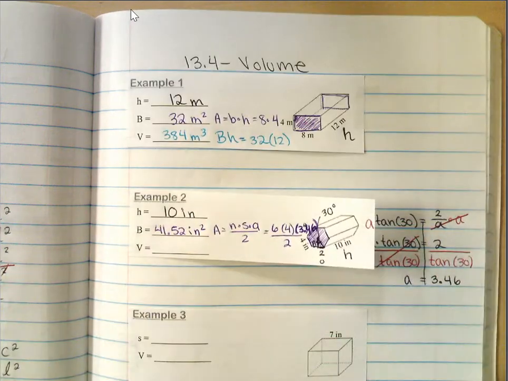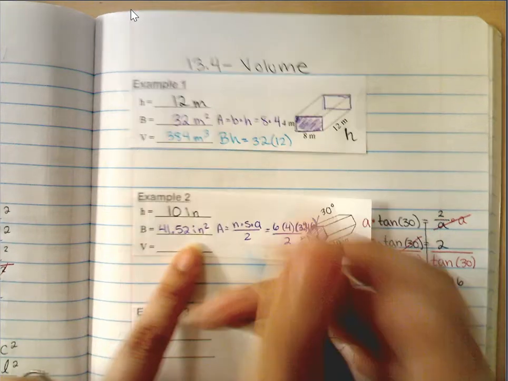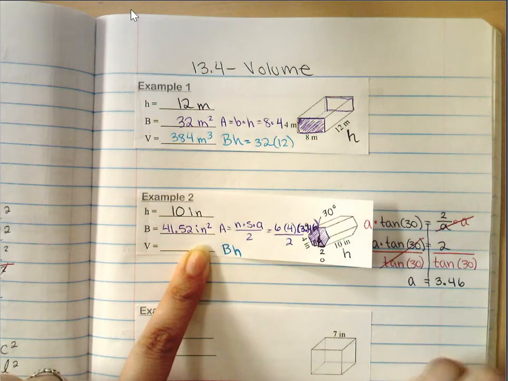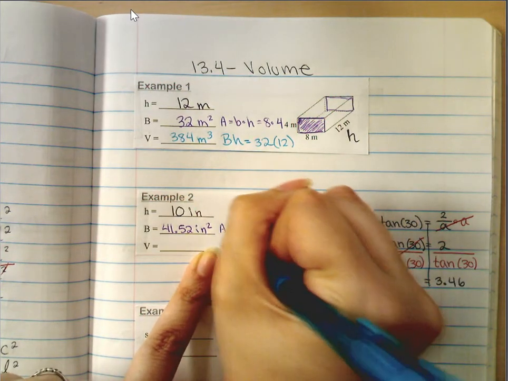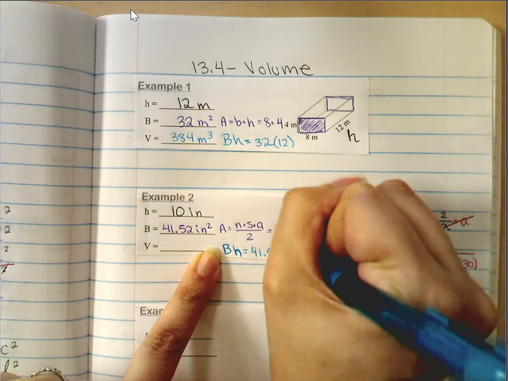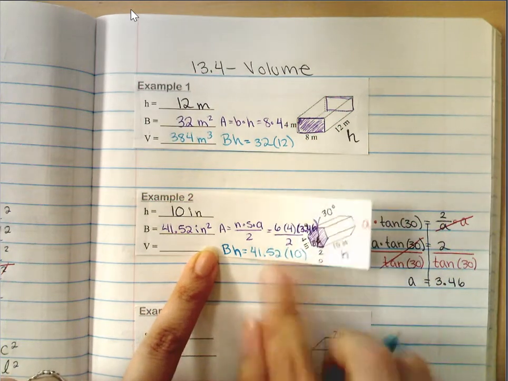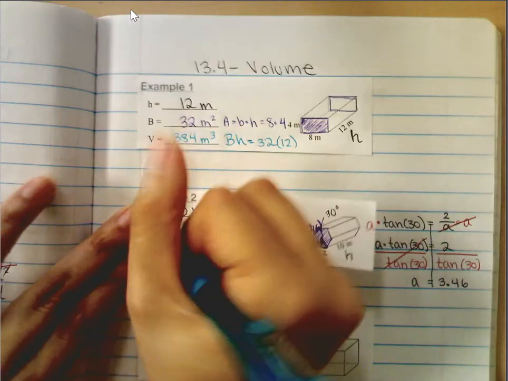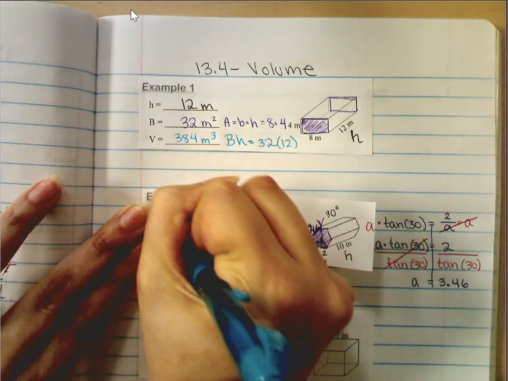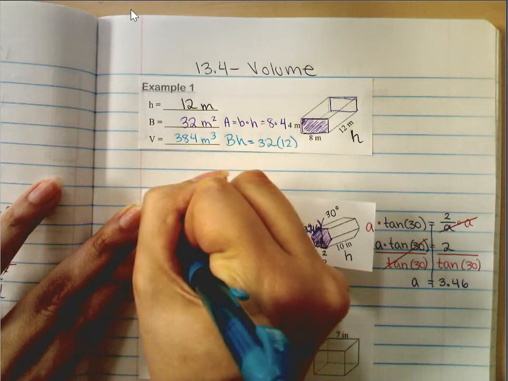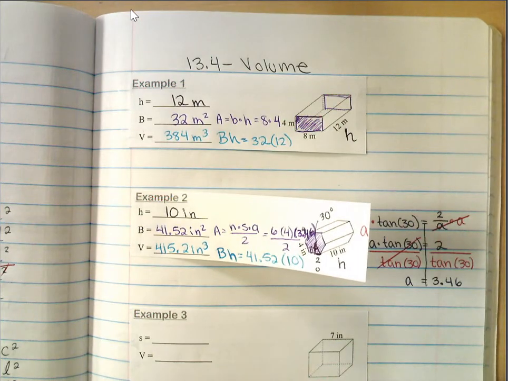And then for my volume, it's the same. It's still a prism, so the formula doesn't change. The formula is still area of the base times the height of the prism. So the area of the base is 41.52, and the height is 10. When I multiply those two numbers, I get 415.2. And again, it's volume, so it's inches cubed. Okay, so that's for prisms.